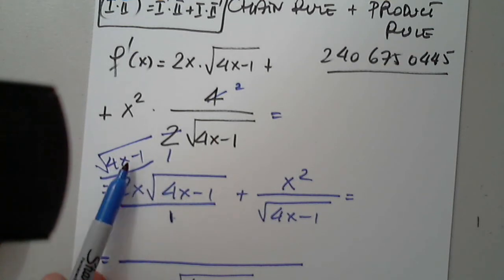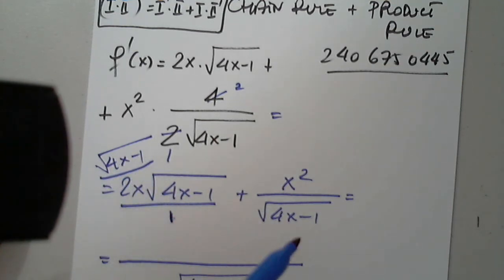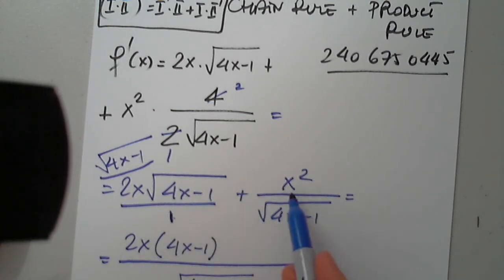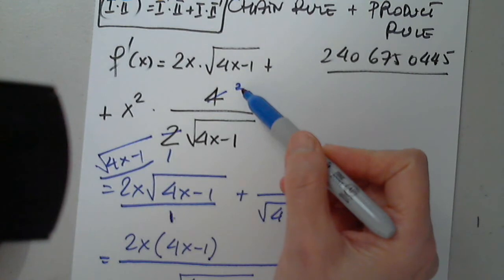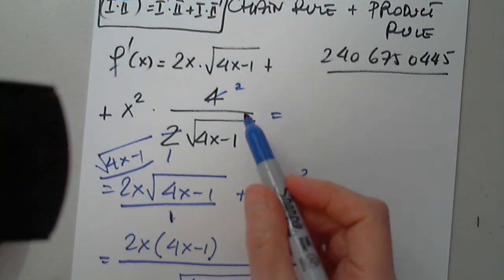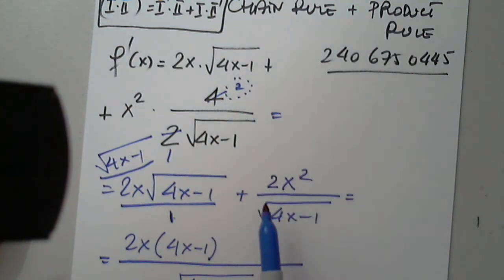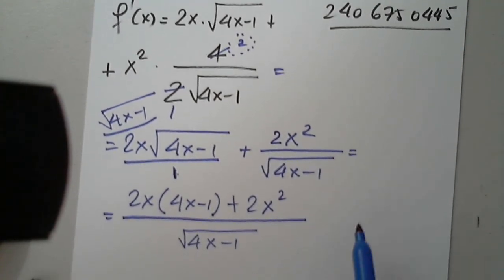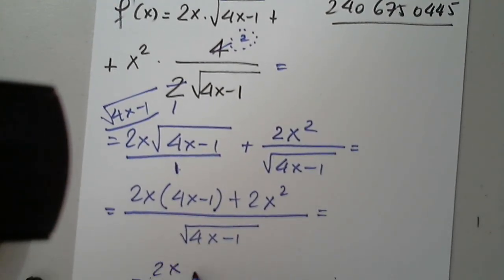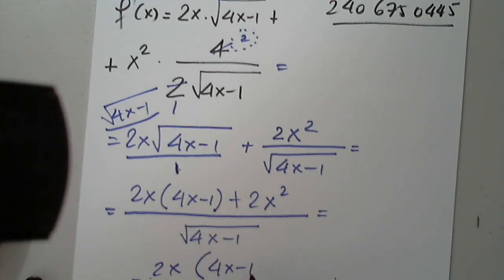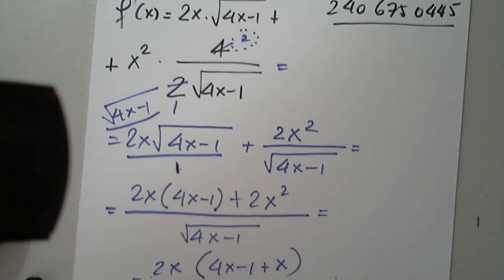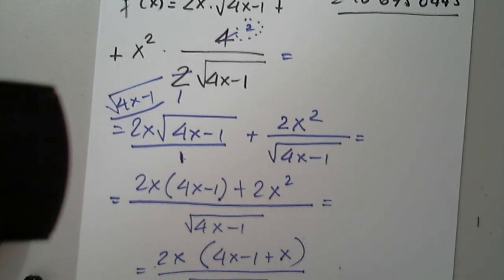When I multiply these two, the square root goes away. So I have 2x quantity 4x minus 1, and then plus, careful, careful, I forgot to write it, 2x squared. So plus 2x squared. What I like to do here is factor out 2x. And then 4x minus 1 plus x over the square root of 4x minus 1.